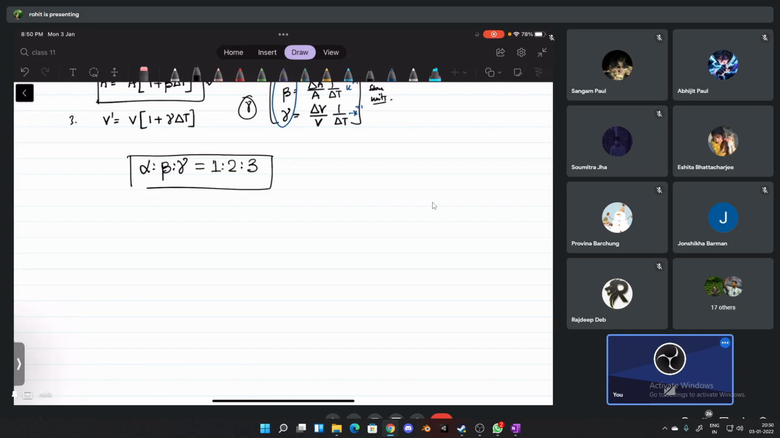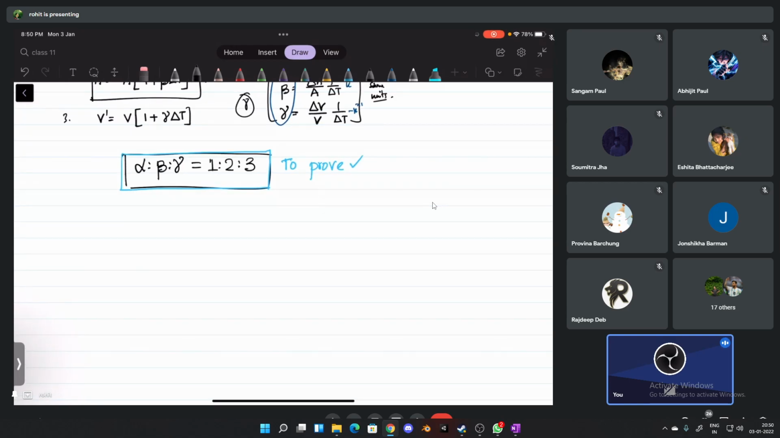Have you done this one in your school already? Yes, sir. So they used to ask to prove this. I'm telling you already the question they can ask. To prove this, I'll tell you what it means if you are not clear. It means that your beta is double of alpha, and your gamma is 3 times of alpha value. Can you understand?